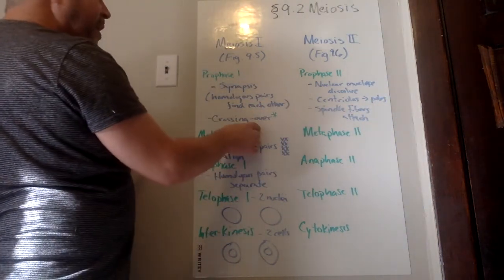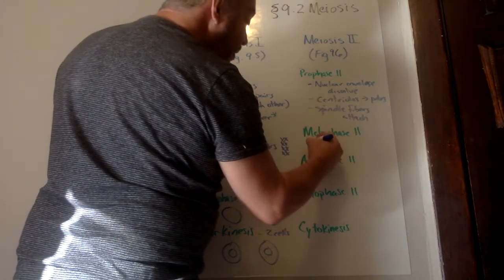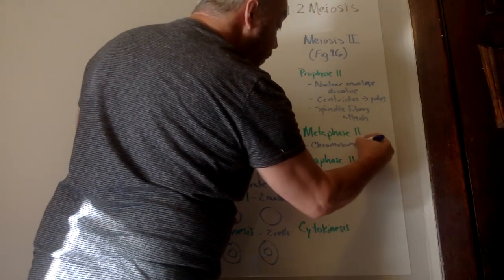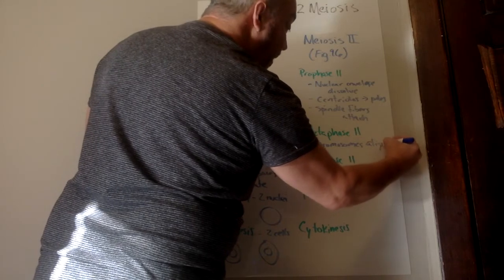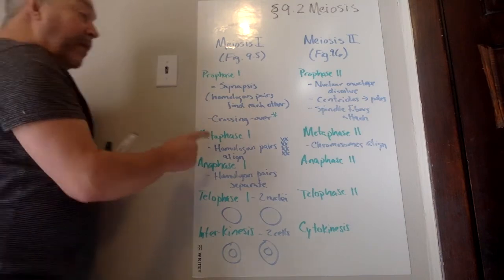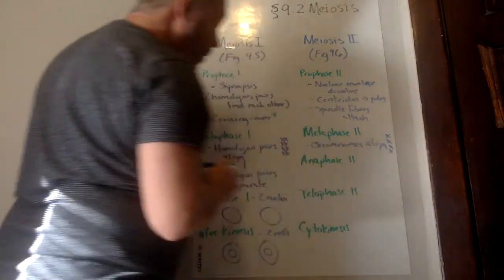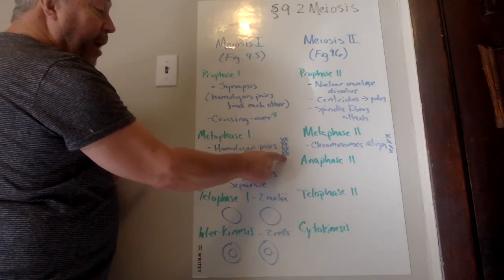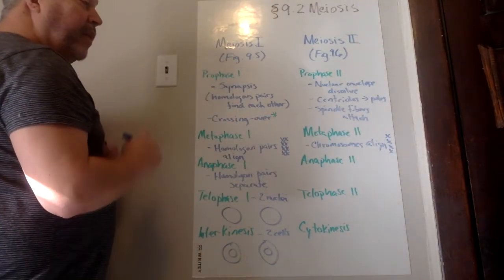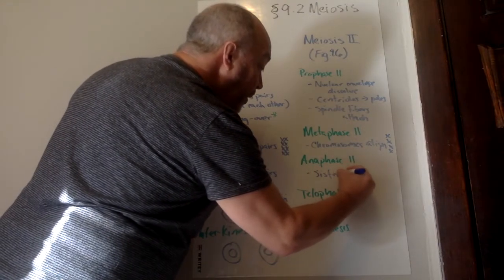All these things are also happening in prophase 1. I just don't have enough room here. Now, since we don't have pairs anymore, we will have the chromosomes align on that metaphase plate in metaphase 2. So metaphase 1, it's homologous pairs. Now we just have chromosomes. We only have one of each. This was the division. Remember, we are diploid here, we are haploid here, so we only have half. Then in anaphase, sister chromatids.